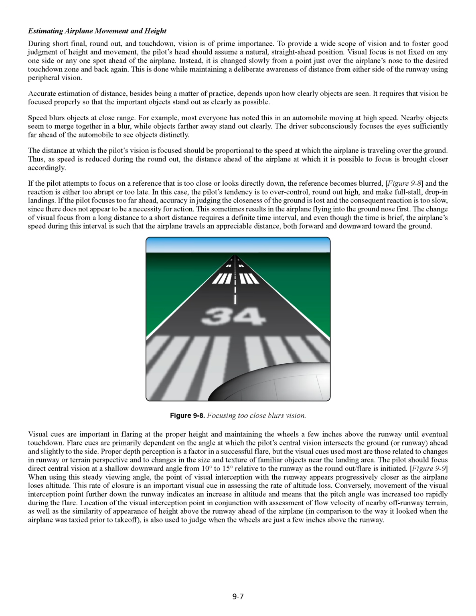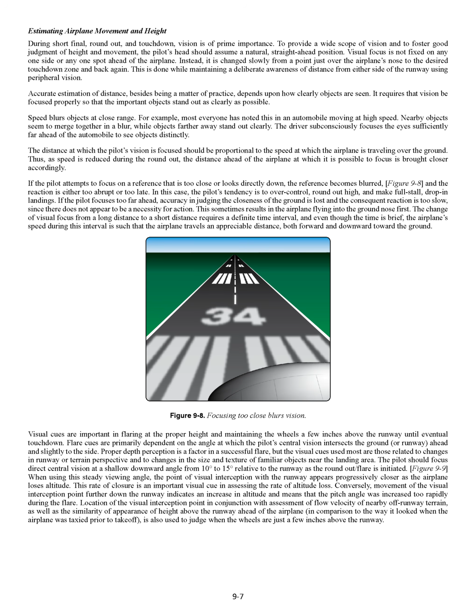Accurate estimation of distance, besides being a matter of practice, depends upon how clearly objects are seen. It requires that vision be focused properly so that the important objects stand out as clearly as possible. Speed blurs objects at close range. For example, most everyone has noted this in an automobile moving at high speed. Nearby objects seem to merge together in a blur, while objects farther away stand out clearly. The driver subconsciously focuses the eyes sufficiently far ahead of the automobile to see objects distinctly.